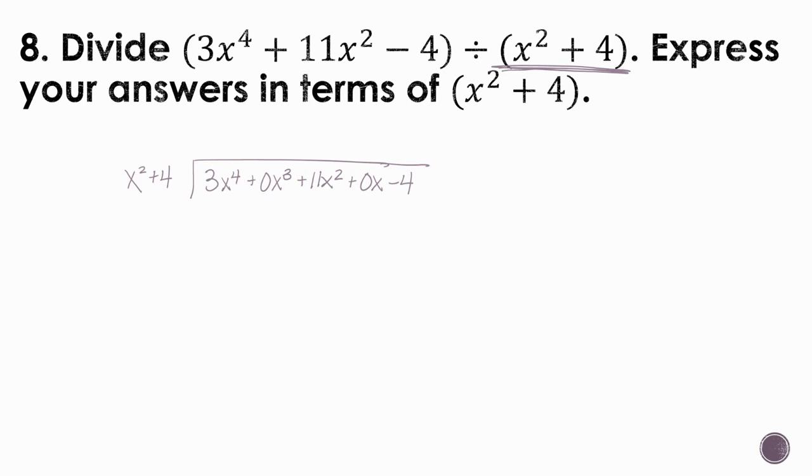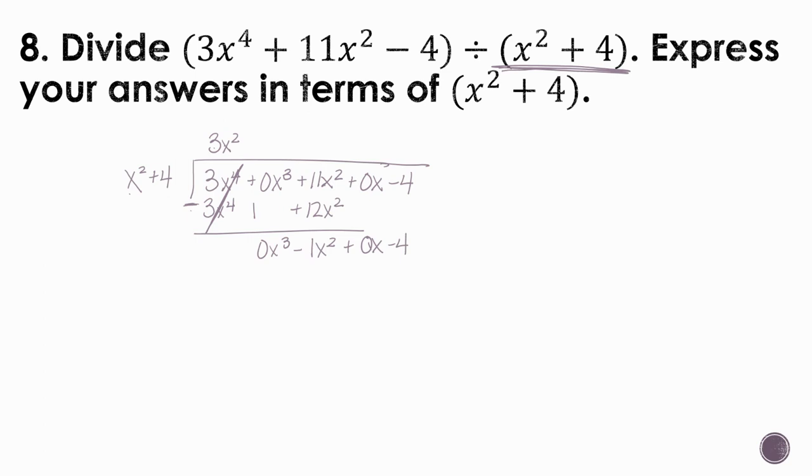Now we're going to divide. So what multiplies by x squared to make 3x^4? That would be 3x squared. Multiply 3x squared times x squared is 3x^4. 3x squared times 4 is 12. Whoops, I wrote that in the wrong spot. 12x squared. And now we're going to subtract. Remember that the first terms should always cancel. 0 minus nothing is 0. And 11 minus 12 is negative 1x squared. And then I'm going to bring down the rest of this.